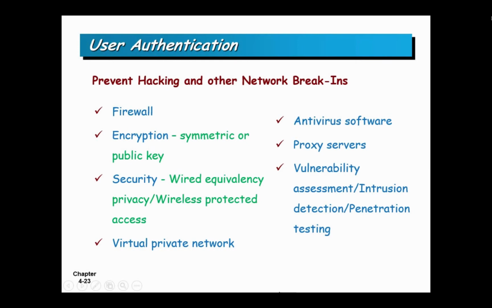We talked about the firewall. We'll talk now about encryption. Security, there's WEP and WPA. These are wired and wireless. Those are kind of the protocols, and there's WEP2 and there's WPA2. We're not going to get too much into it.